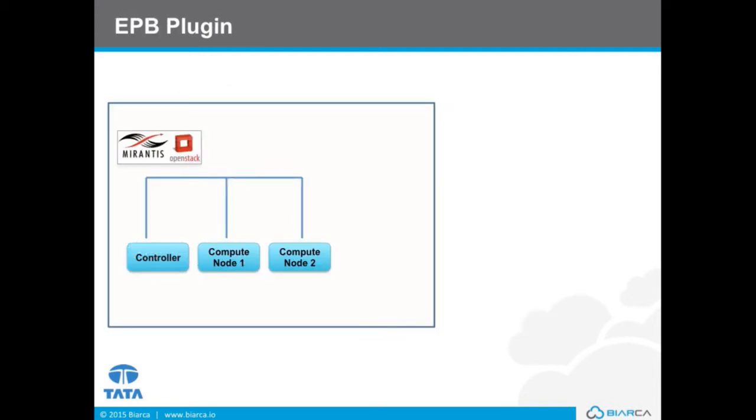An EPB is an endpoint broker. It's a solution that Tata Communications deploys in their framework, and that runs on a compute node. So basically what this plugin showcases is you can set up a compute node, and then you can automatically install the required software on that node based on your environment.